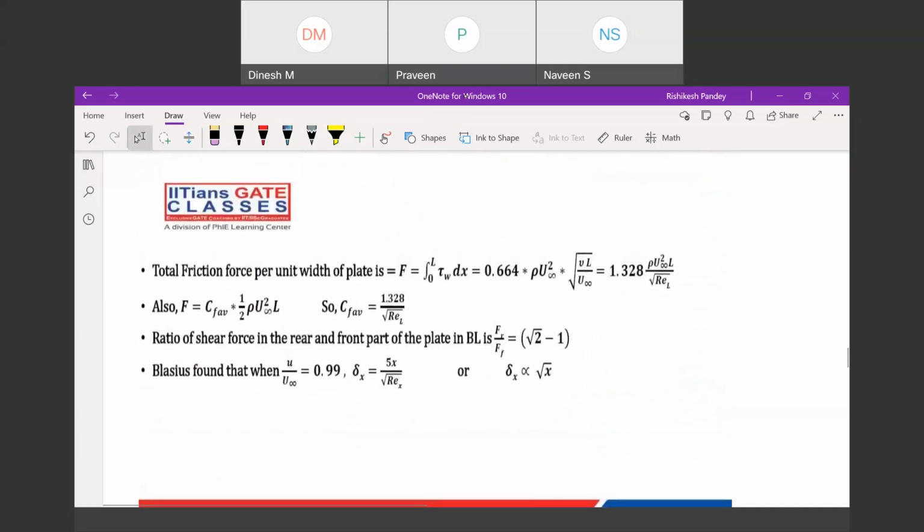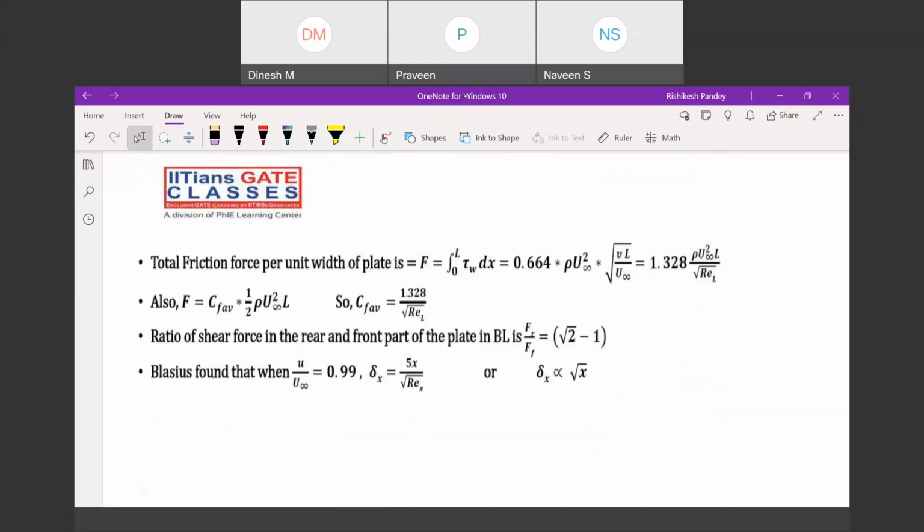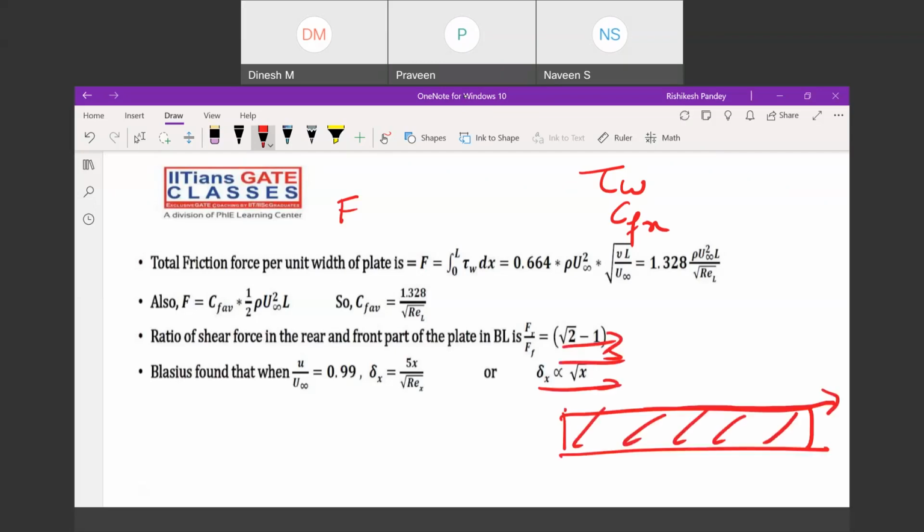Now we have seen the formula for shear stress at the wall. We have seen the formula for the skin friction coefficient of the plate, and that too at any x location. Now we can calculate the force. When a fluid is flowing over a plate, it will exert a force on this plate in this direction. As the fluid is moving in this direction, it will obviously exert a force in this direction. So how much force is it exerting? That you can calculate.